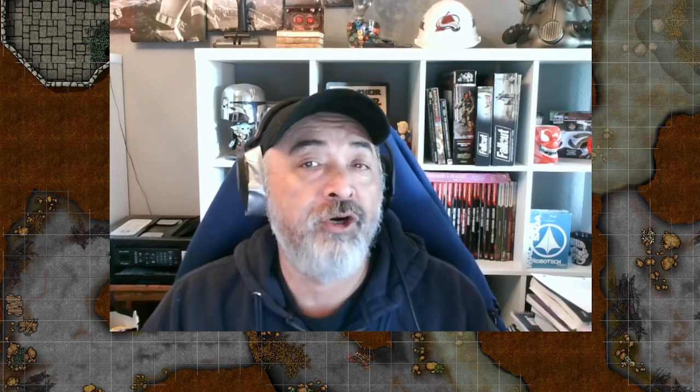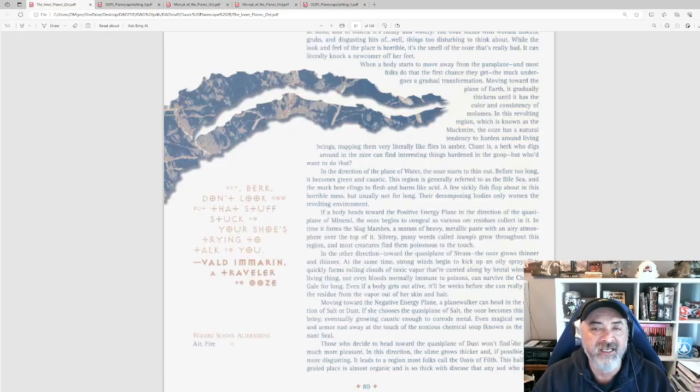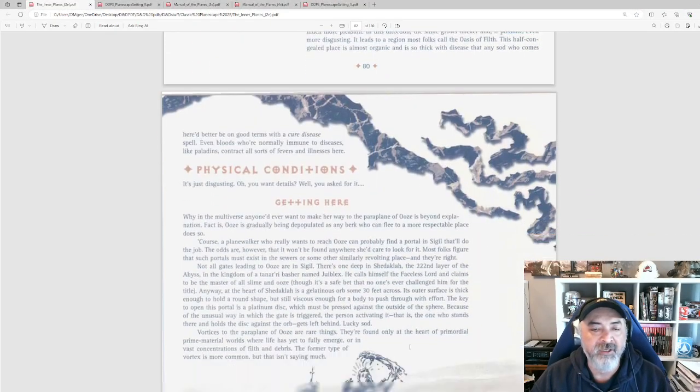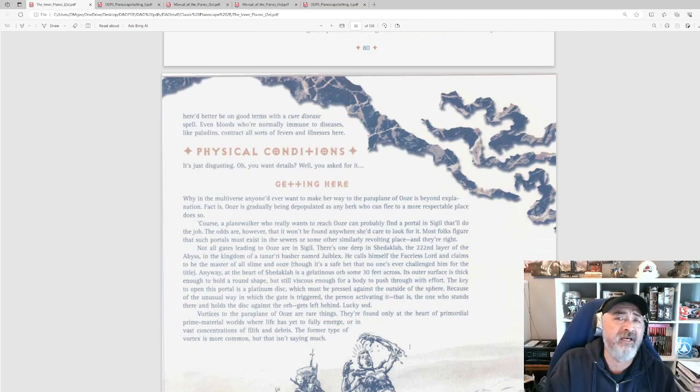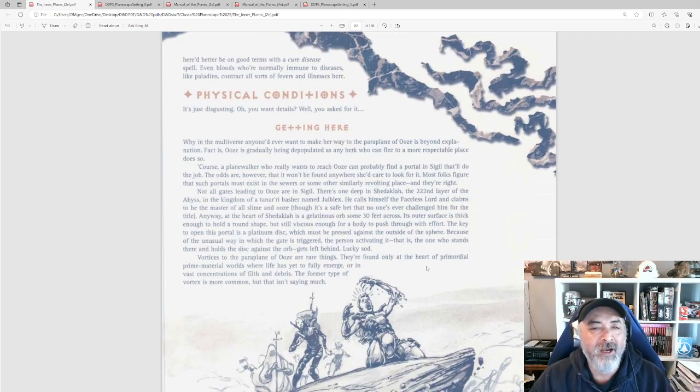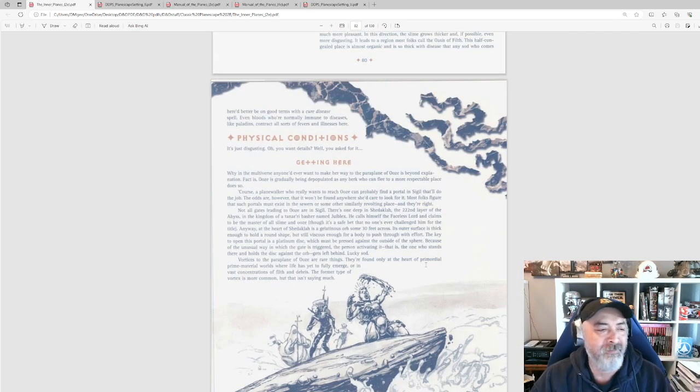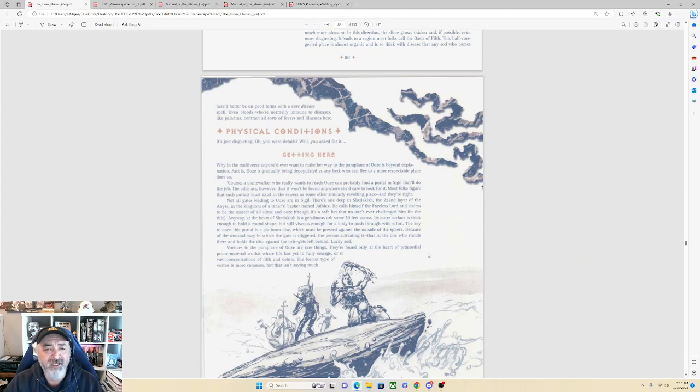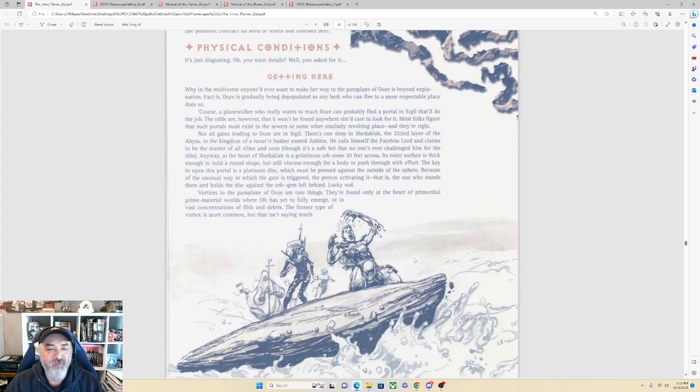So that's why we're starting here, as I dig a little deeper into how this book is laid out and the opportunity. Getting to the other places isn't as accidental as ooze. So it's kind of interesting. Why you would ever want to make your way to the para-elemental plane of ooze is beyond me. No one wants to be here. There's not a whole bunch of gates here, but most of them are from Sigil.